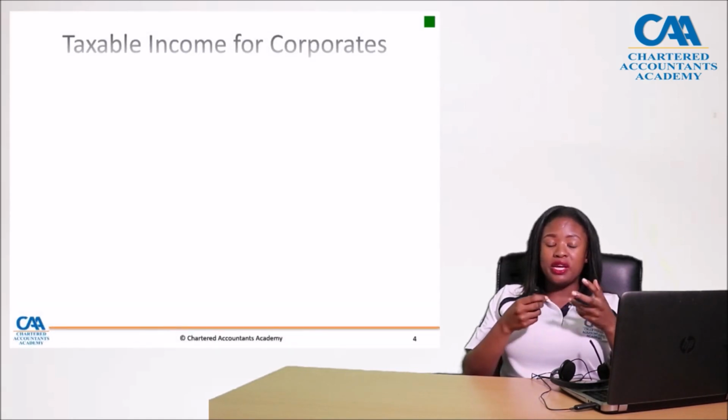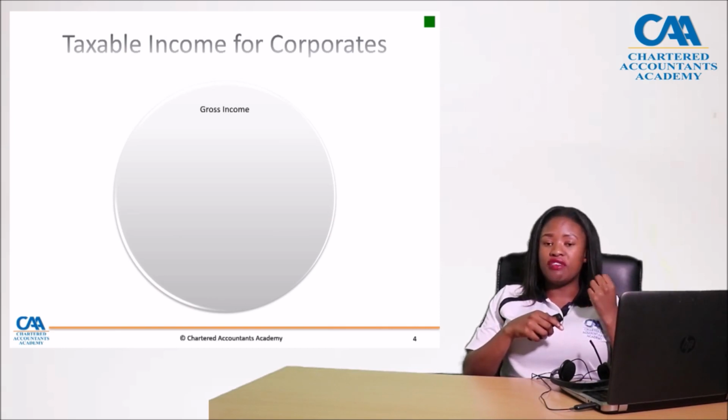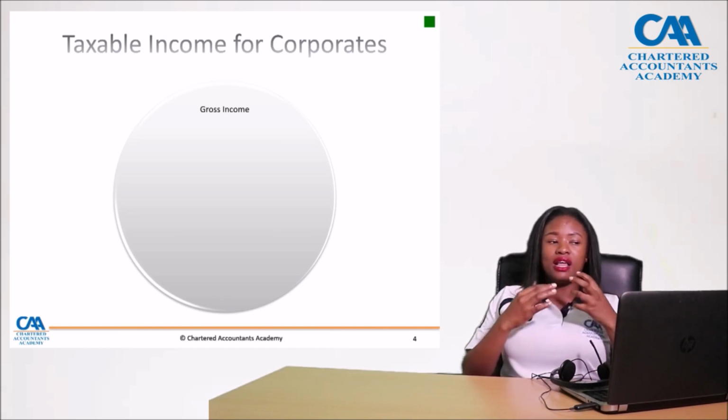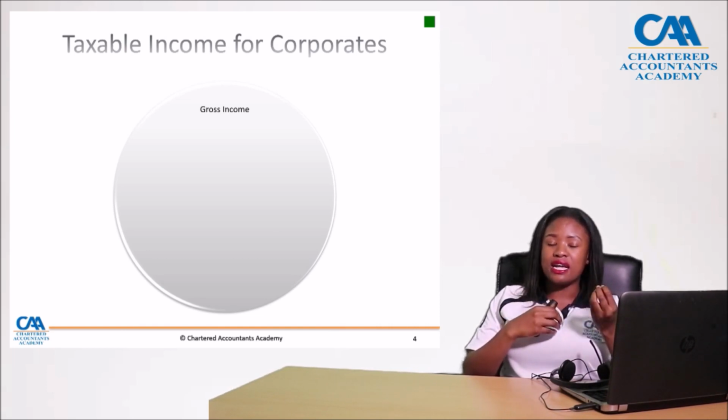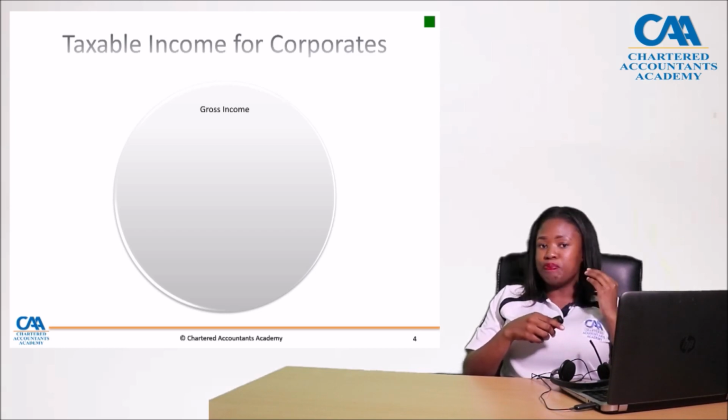As we are going to be calculating our gross income, this is in general the formula. First, you have your gross income. This is the one that we have learned in our gross income lecture, whereby it tells us what should be included and excluded from gross income. And if you remember the definition, it is amounts received by or accrued to a person in the year of assessment from a source within Zimbabwe, excluding those of a capital nature. So this is the first part where you start when you're calculating the income of a corporate.